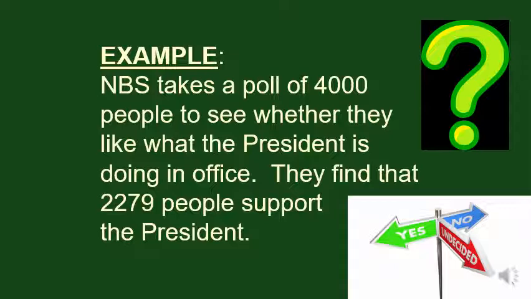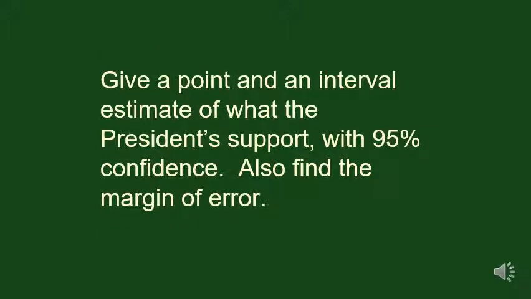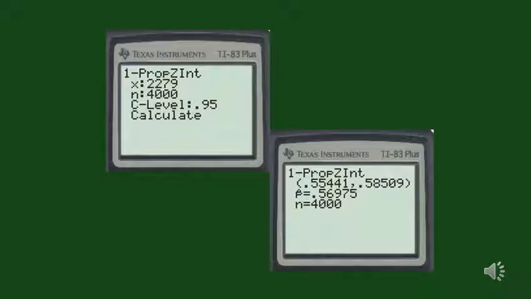You'll want to know those numbers, 4,000 and 2,279. And our question is, give a point and an interval estimate of the president's support with 95% confidence. Also find the margin of error. I personally think the proportion estimates are the easiest ones because all you have to do is how many had a characteristic out of how many total.